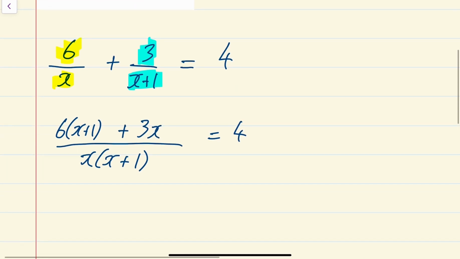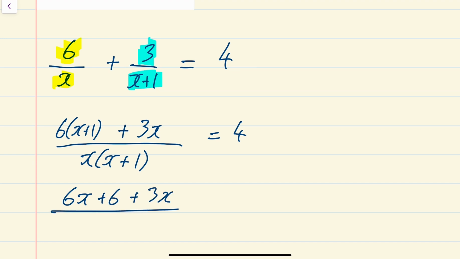Now here you can do a couple of things in whatever order you want. You could multiply the top line and tidy it up, and then bring the bottom line across. Quite often I like to tidy up first, so I'm just going to have 6x plus 6 plus 3x all over x upon x plus 1 is equal to 4, but you could have multiplied across by that bottom line first if you wanted to.